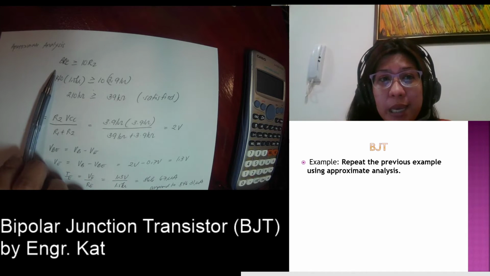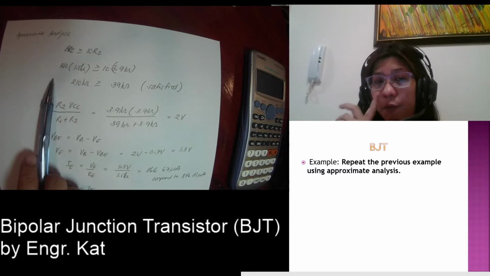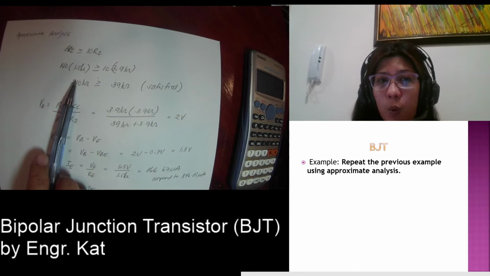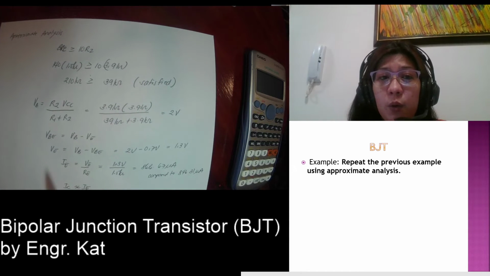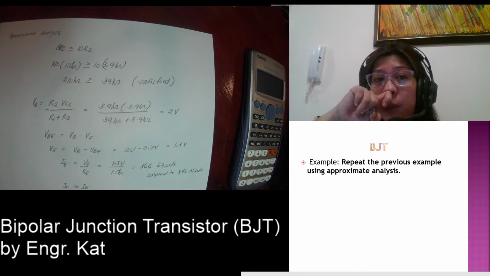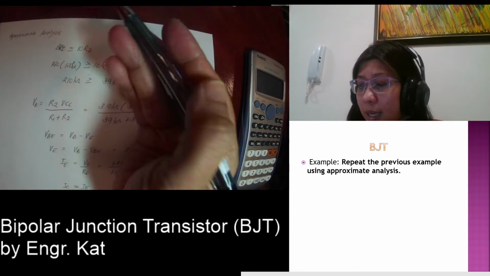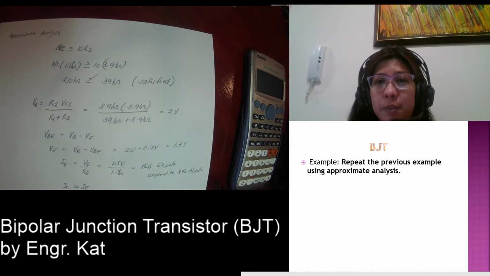We have beta RE. Is it greater than or equal to 10 times R2? So that is 140 times 1.5 kilo ohms. Is it greater than or equal to 10 times 3.9 kilo ohms? So you have here 210 kilo ohms. Is it greater than or equal to 39 kilo ohms? Yes, we satisfy the condition. So since we satisfy the condition, we can make use of the approximate analysis.